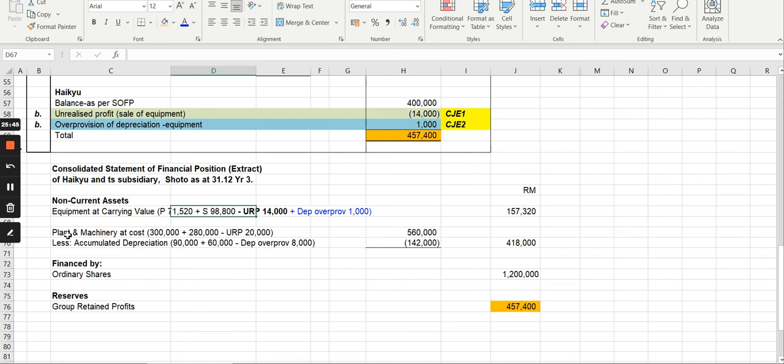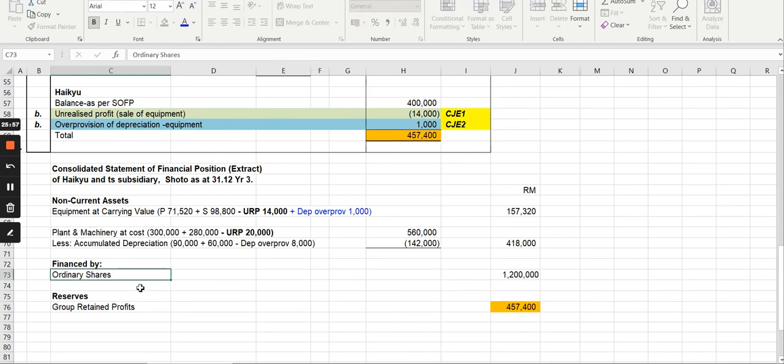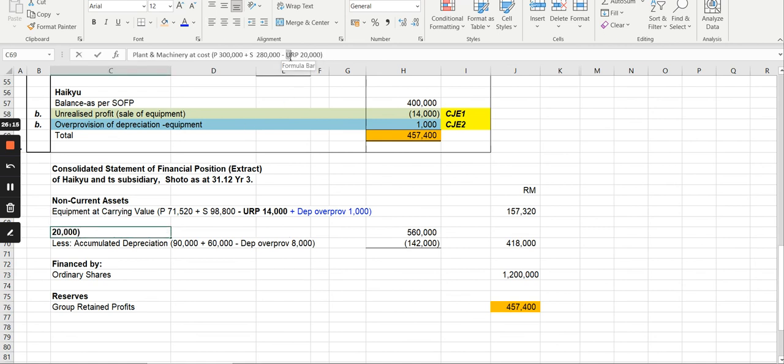We're just trying to focus on the impact of this transaction on the non-current asset. Then we move on to plant and machinery. Remember, plant and machinery is not at carrying value, it is at cost. So the adjustment for the unrealized profit will be adjusted in the plant and machinery account. So first you go and add the parent plant and machinery to the subsidiary plant and machinery, meaning that you combine. And then the second one is that you eliminate the intercompany transaction, which is the unrealized profit. The unrealized profit of 20,000.